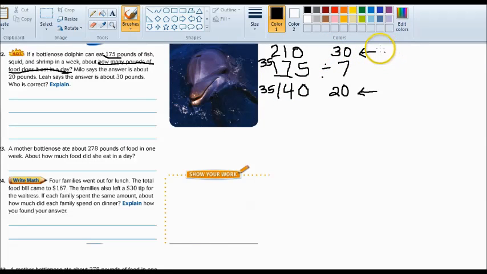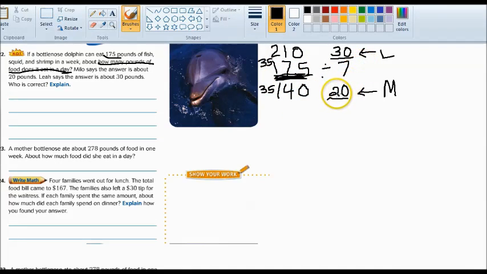Is it Milo, who says it's 20? Here's Milo. Or is it Leah, who says it's about 30? Well, after you think about it, what would you say to the answer, they're both right? Now, I think that absolutely that's the answer they're looking for. Milo and Leah are both right. Neither one of these estimated quotients is closer than the other. They're equally distant from the actual dividend that we're dividing by 7.